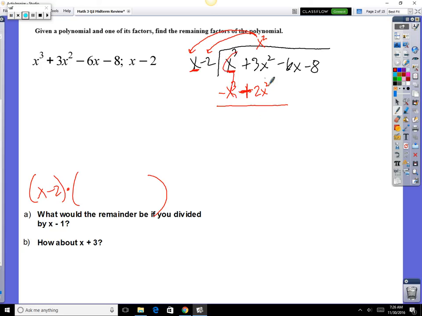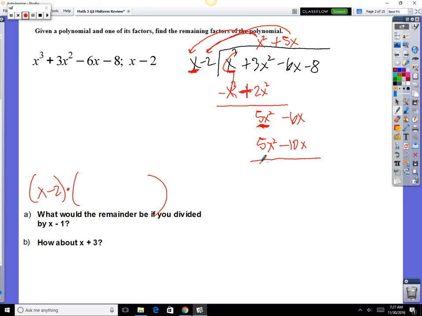So these are 0, and this is 5x squared. Bring down my next term, which is a negative 6x. I'm only going to focus on the 5x squared and the x. What can I multiply x by to turn it into a 5x squared? Multiply it by 5x. So 5x times x is 5x squared, and 5x times a minus 2 is a minus 10x.